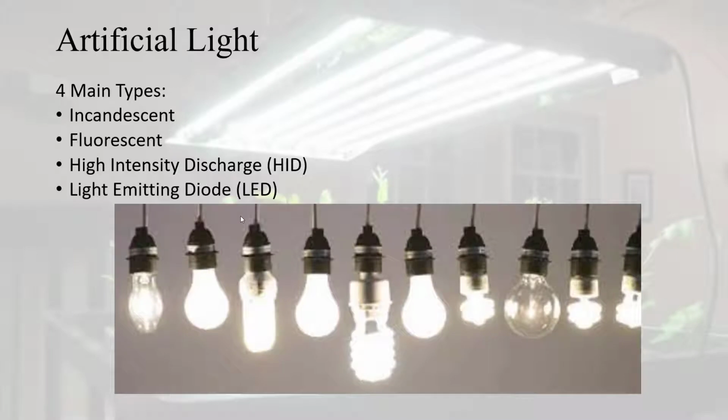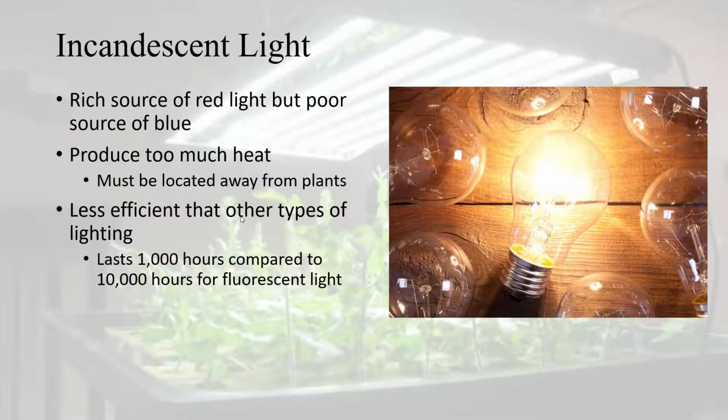Now, when we're considering artificial lighting, we have four main types: incandescent lights, fluorescent, high intensity discharge, and light emitting diode, or LED. So incandescent light, that's like your typical old school light bulb, right? These are rich sources of red light, poor source of blue. And again, we looked at in the last lecture kind of the importance of red light and blue light, right? They both get absorbed by chlorophyll. Both are utilized for photosynthesis.